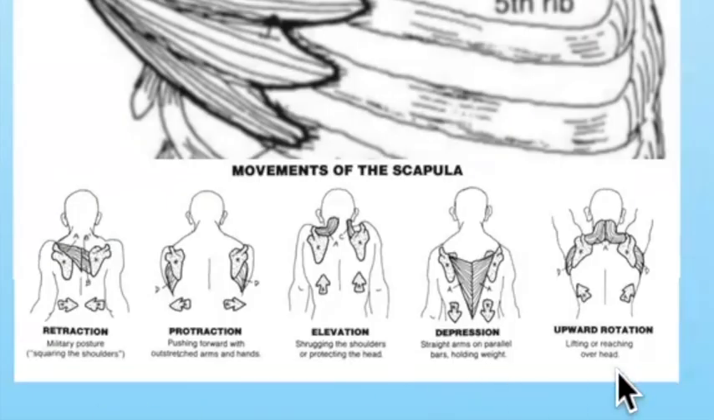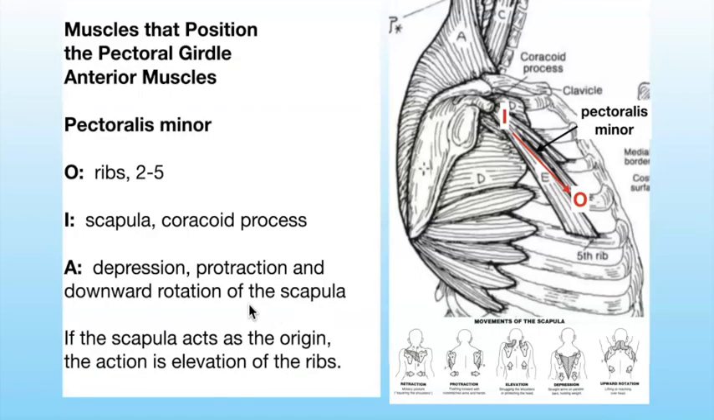And here's a little tiny thumbnail of the different movements. Depression, of course, is pulling the scapula down. Protraction is pulling the scapula forward like you are hugging someone or a tree. And downward rotation of the scapula is the opposite of the upward rotation shown in the little tiny thumbnail at the bottom. If the scapula acts as the origin, then the ribs are the insertion, and the action is elevation of the ribs. So you can imagine that that would change the action.